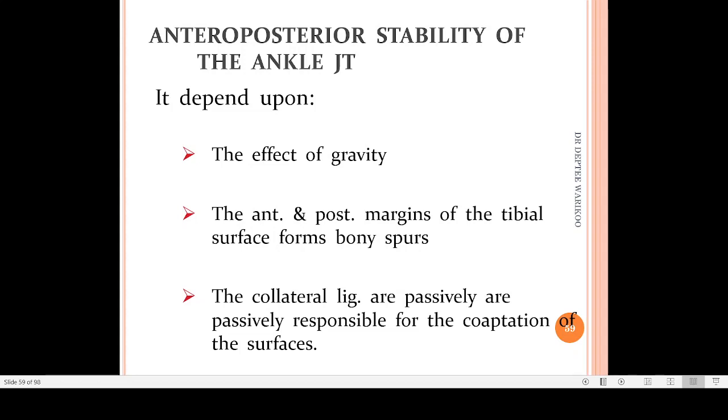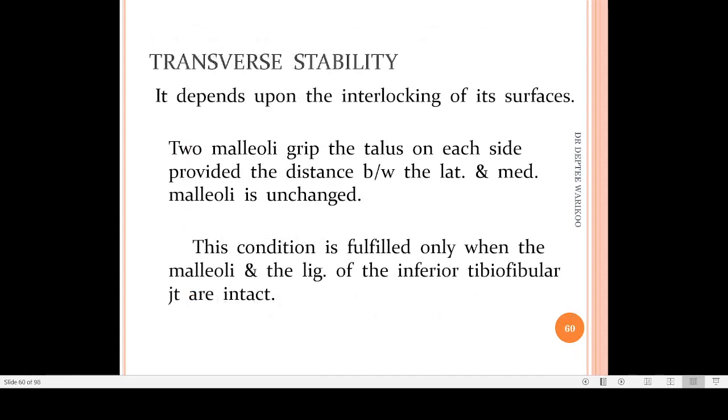It depends first on gravity. Second, the anterior and posterior margins of the tibial surface form bony spurs. Third, the collateral ligaments are passively responsible for the coaptation of the surfaces.